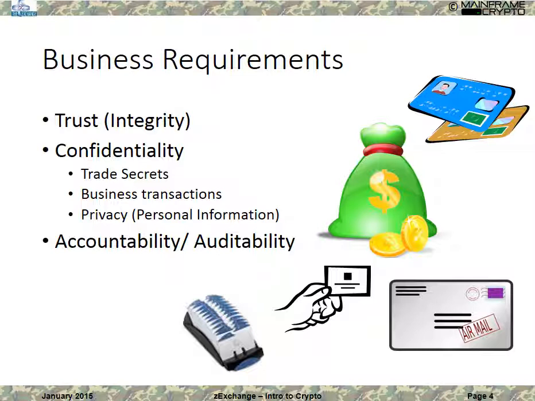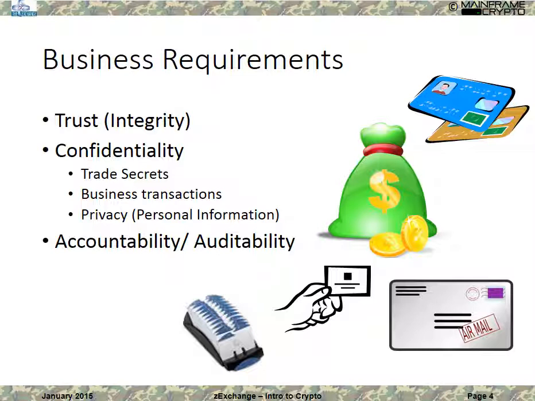And then the other one, which gained a lot of attention with the PCI requirements and all, is the accountability and the auditability of your data. Is it a valid transaction? Can somebody capture a transaction and then replay that transaction multiple times? Where they authorized you to charge their credit card for $1,000, if somebody could capture that and replay it, you could take $1,000 multiple times from that customer. So there's this accountability of the transaction.